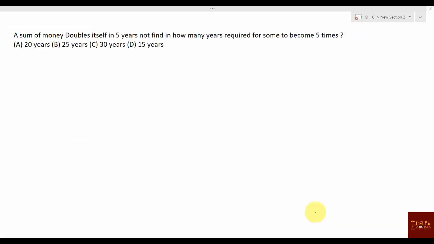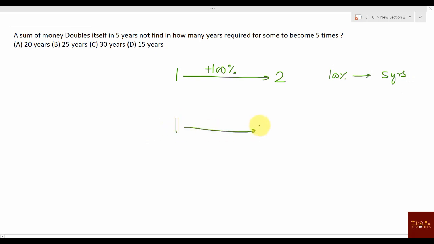Okay. Now, a sum of money doubles itself in 5 years. Find in how many years the sum will become 5 times. So 1 is becoming 2 in 5 years, right? So a 100% increase is happening in 5 years. Now they need 5 times, so how much do you need? 400%. For 100%, 5 years, so for 400%, 20 years.